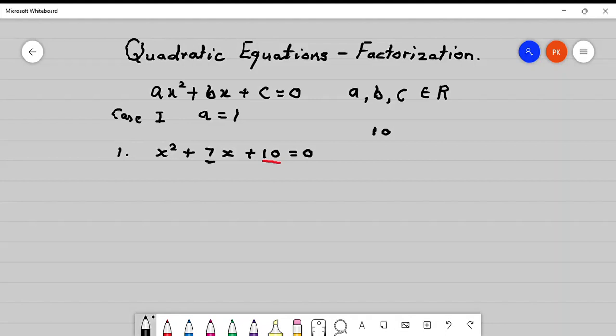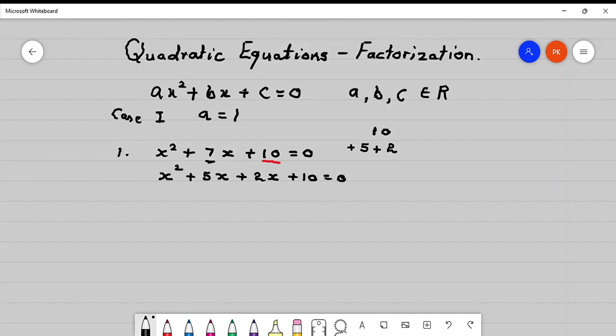Or in other words, find two numbers such that the product is equal to 10 and the sum is equal to 7. Which are such two numbers whose product is 10 and sum is 7? 5 and 2. And since I want plus 7, I will give both the factors positive sign. Plus 5 plus 2 is plus 7. So I will now split up the middle term as x square plus 7x. I will split it up as 5x plus 2x plus 10 equal to 0.